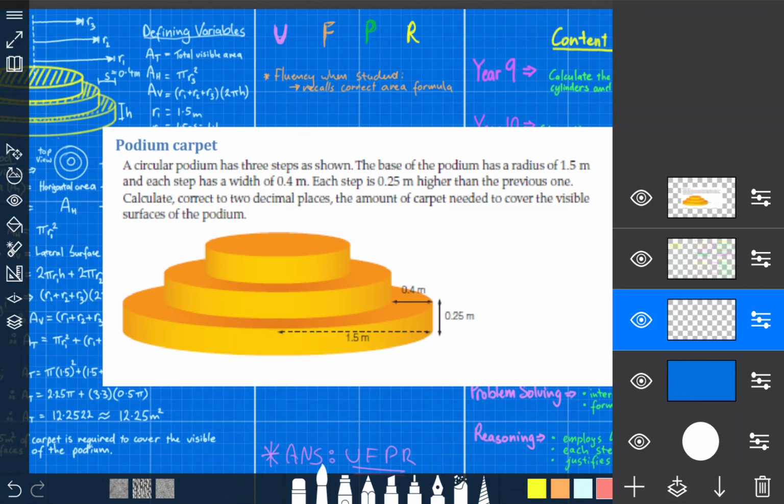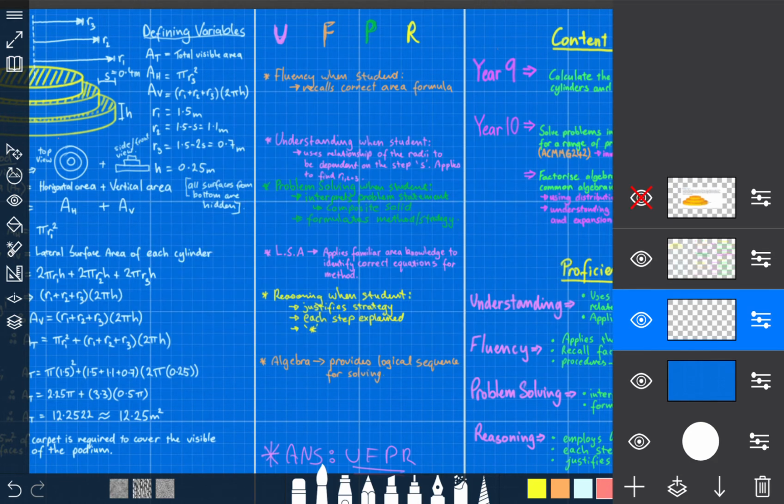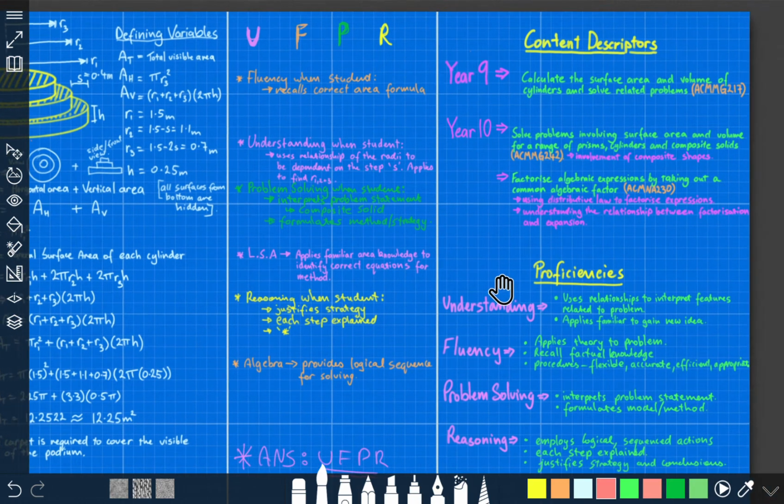Okay, so here we have a circular podium. It's got 3 steps, and the base of the podium has a radius of 1.5 meters. It's got a few other parameters there to help the student work it out, but we're going to be talking mainly about how to identify it as an A standard Year 10 math solution. So I'll just get rid of that there and go into everything.